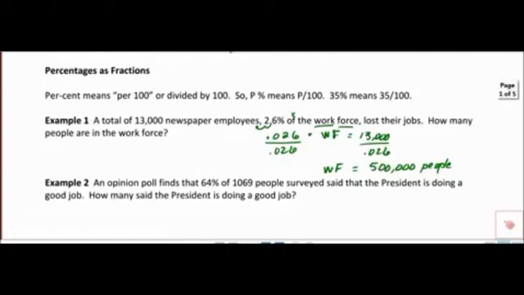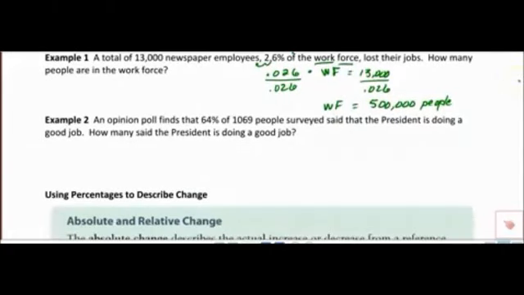So let's check out example 2. An opinion poll finds that 64% of 1,069 people surveyed said that the president is doing a good job. So, how many said the president is doing a good job? Thinking about this algebraically, I've got 64% of means multiplication, 1,069. 64% of 1,069 would say or said that the president is doing a good job. So this is just a multiplication. It's not a division or set up an equation.